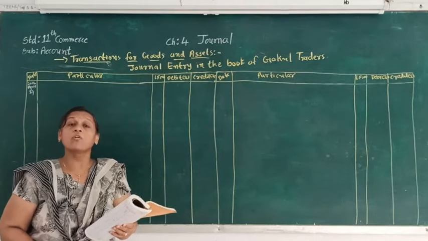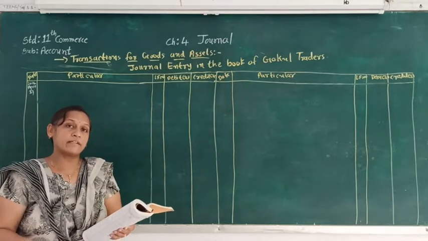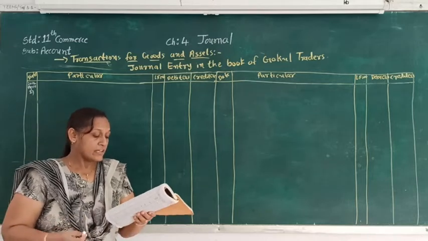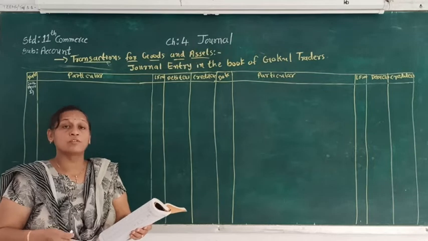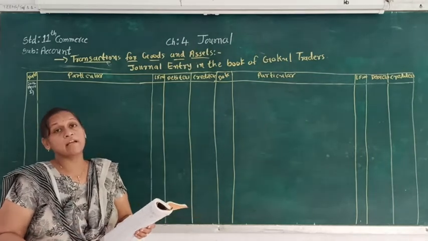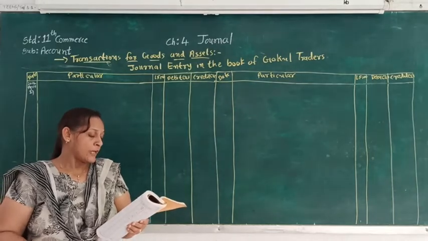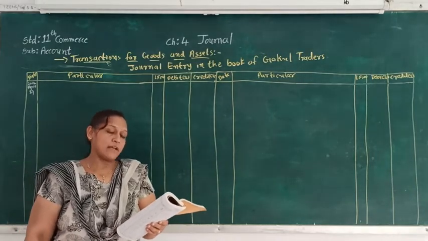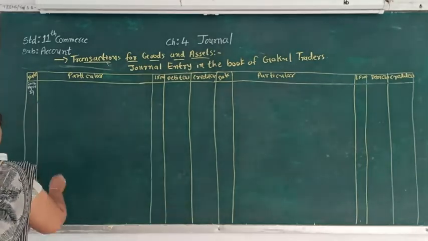So here we know that whatever asset is coming in the business, that we have to debit. And here the giver is who? The giver is the owner of the firm. So in that situation we are crediting the capital account. So here the journal entry will be cash account debit, stock account debit, furniture account debit, to capital account.